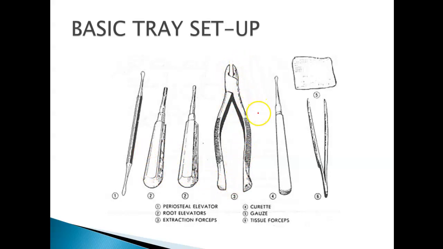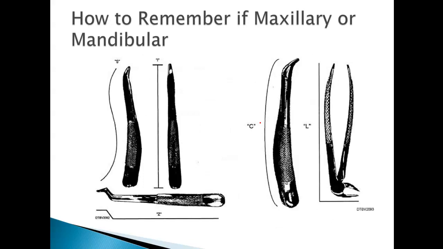forceps. We have forceps specifically for maxillary, and there are forceps specifically for mandibular. So how do you remember what's going to be maxillary and what's going to be mandibular? This will come in very handy. With instruments, usually along one of the sides of the handle, down here, along here, is going to be a number. A lot of times surgical instruments are going to be identified by a number and not necessarily their name. Again, it's going to depend on your dentist.